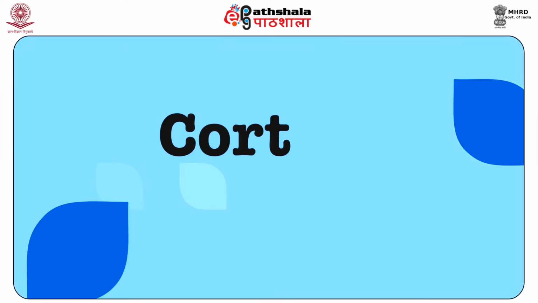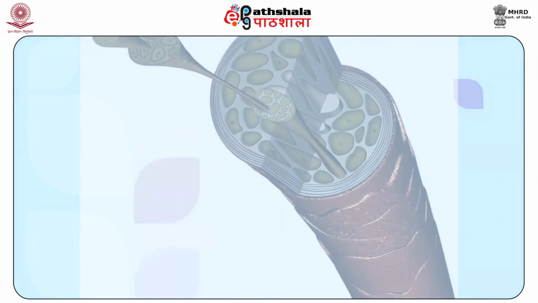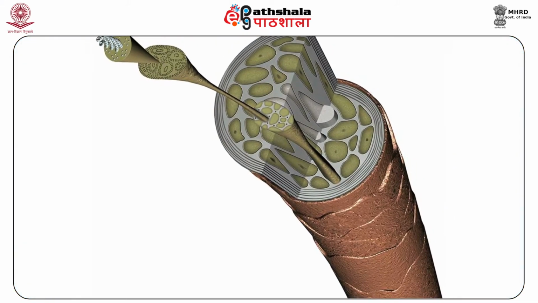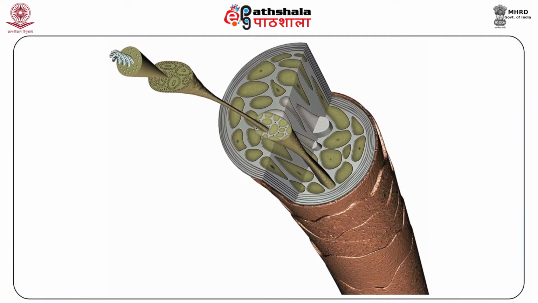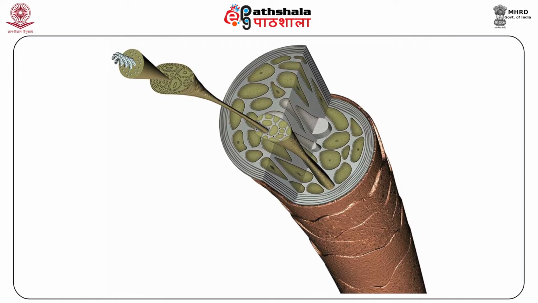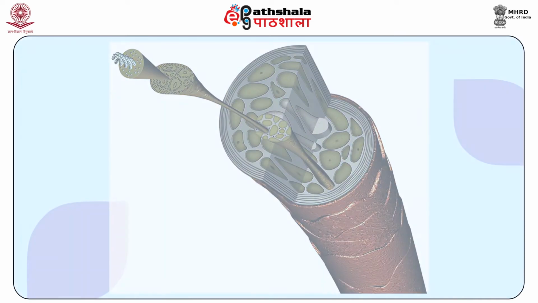Next part is the cortex. Cortex is present within the cuticle. It is like a hollow cylinder composed of fine fibers of protein material. Spindle-shaped cortical cells aligned in a regular pattern form the cortex, which are present parallel to the length of the hair. It comprises the bulk of hair.